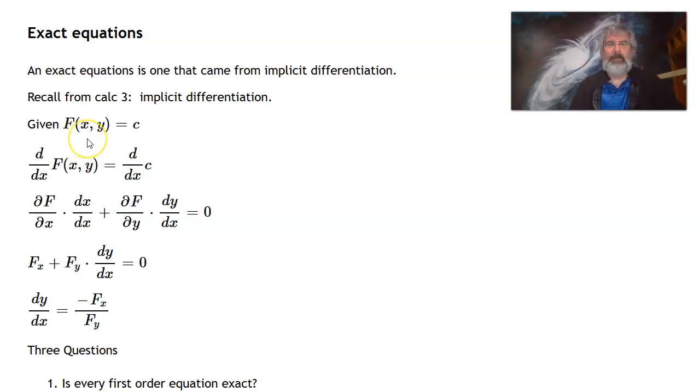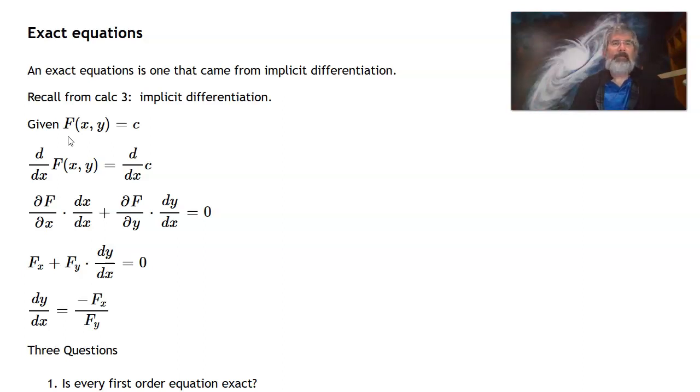So you can move everything over to one side, leave a constant on the other side. Sometimes the constant is just 0, but I don't care if it's 0 or not, just some constant. You've got an equation that looks like this: some function of both x and y on the left-hand side of the equation equals a constant on the right.